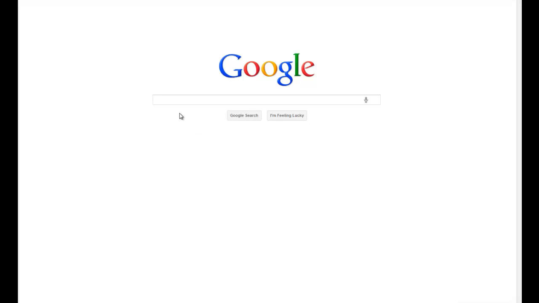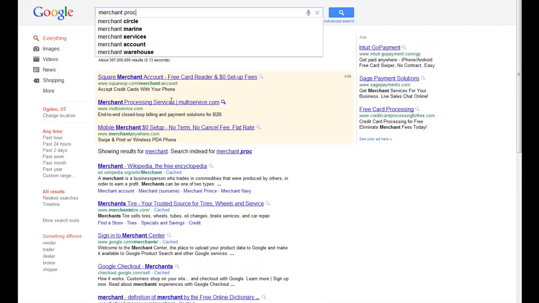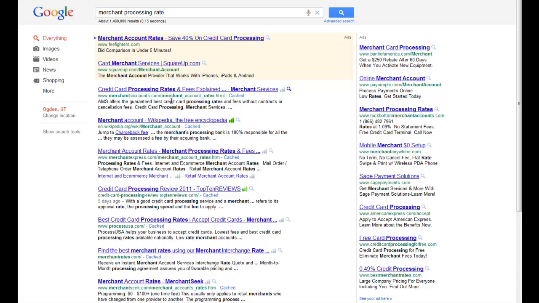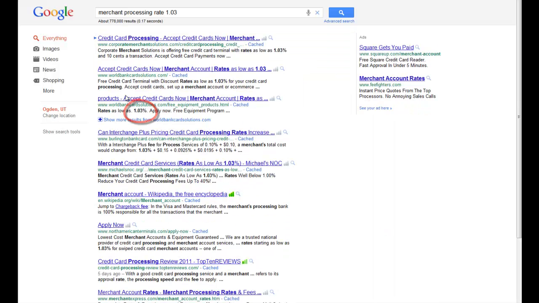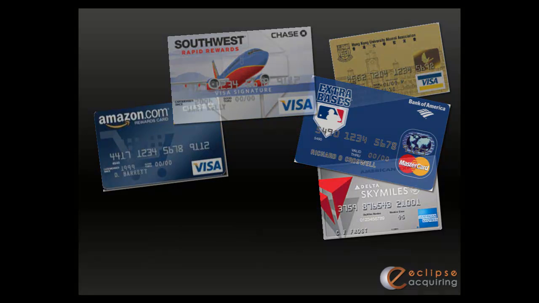a processing account. Look at this Google page when we type in merchant processing rate. These are what we call marketing or teaser rates. These rates would apply to a check or debit card transaction where the consumer enters their PIN number. What they don't show us is the rate they charge for all the other credit cards and reward cards because that's where they hide all their profits.